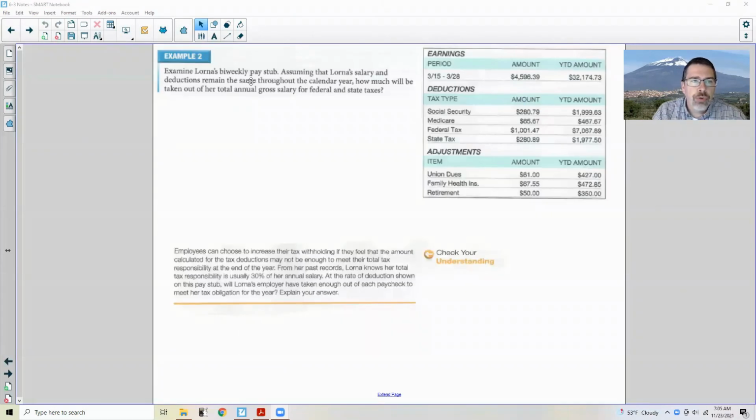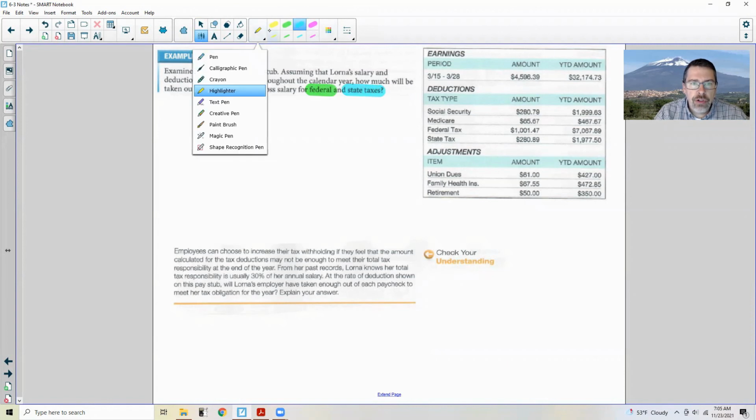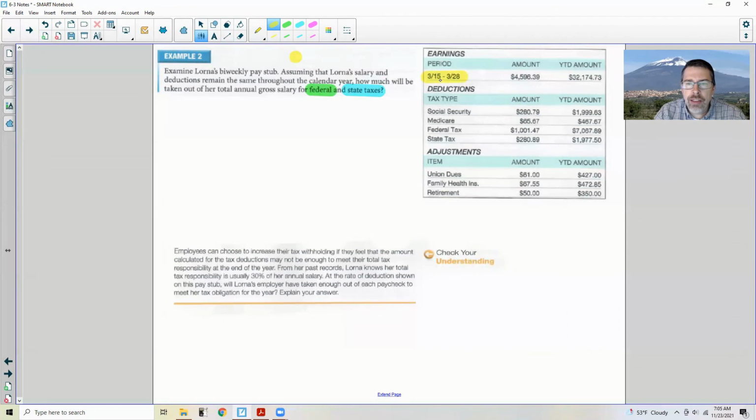Okay, example 2. It says to examine Lorna's biweekly pay stub. Assuming that Lorna's salary and deductions remain the same throughout the calendar year, how much will be taken out of her total annual gross salary for federal and state? Okay, so the first thing we need to look at is what is her pay period? So here's the pay period right here, March 15th to the 28th. Well, 15 plus 14 is 29. So you count the 15. This is 14 days. So that's 2 weeks. That's bi-weekly. And that's our starting point.